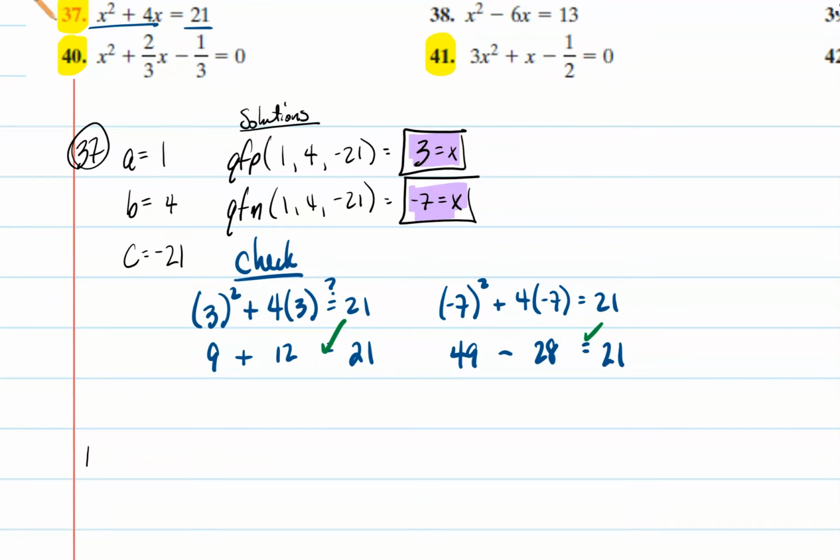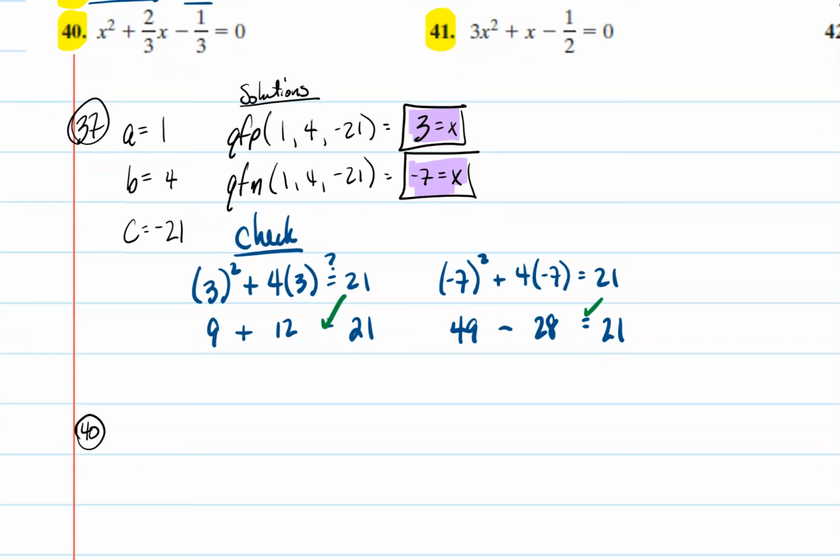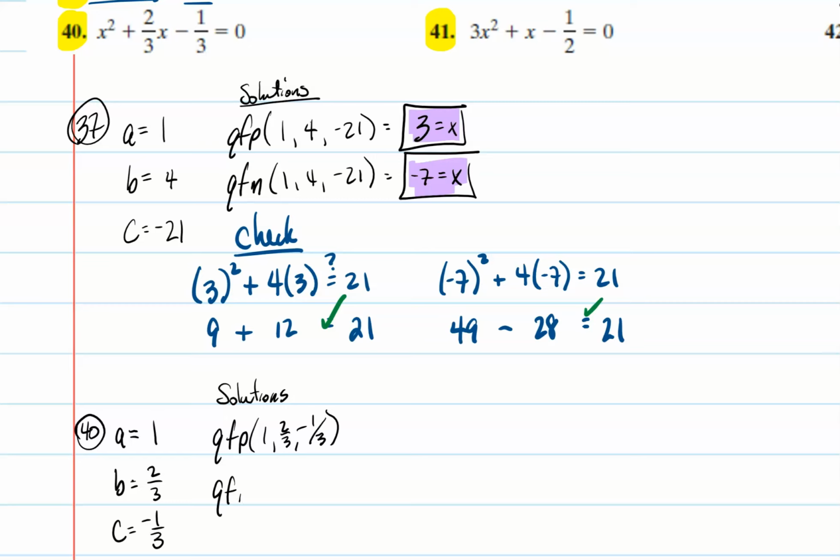Let's try number 40. With number 40, we again have a quadratic, so we should identify our a, b, and c value if we're going to use the quadratic formula. So a is 1, b is 2/3, and c is negative 1/3. So again, if we're looking for solutions, we better use our QFP with 1, 2/3, and negative 1/3. And we'll also do the same at QFM.